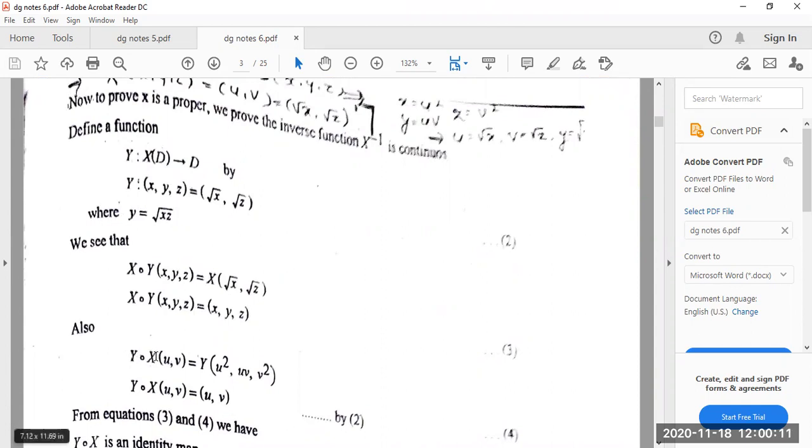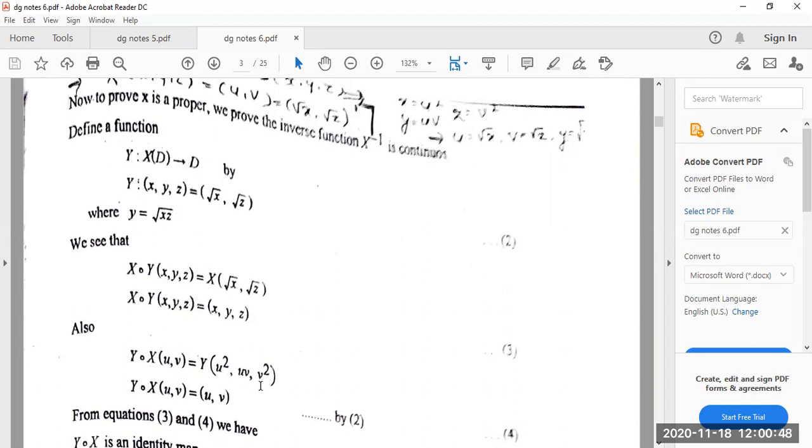Similarly you can check for y composite x. So what will be y composite x? y of x of uv. What is x of uv? We have u square, uv, v square. What is y of xyz? The root of the first term: u square gives u. The second term, y, is as it is. What is the third term? Under root of v square is v. And hence you can see here that y composite x is again uv.